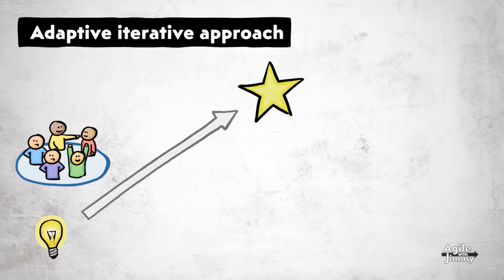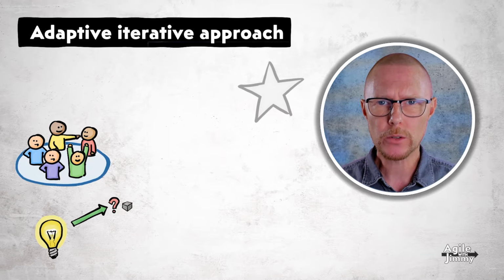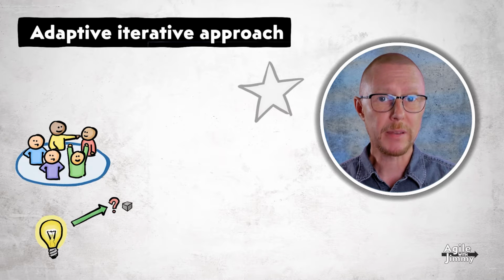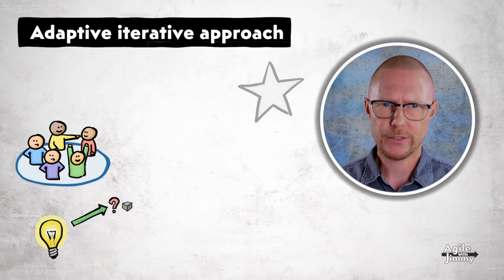Let's start with some fundamentals. What does it mean to have an adaptive iterative approach to work, i.e. to be agile? The team has an idea on what they want to achieve. A product, service or performance goal, perhaps. But before designing grand plans and diving into all the work, they ask themselves, what's the first small step we can take? What can we build that has some value, solves part of the problem, and that we can learn from? Once built and shipped and feedback has been gathered, they ask themselves two questions.